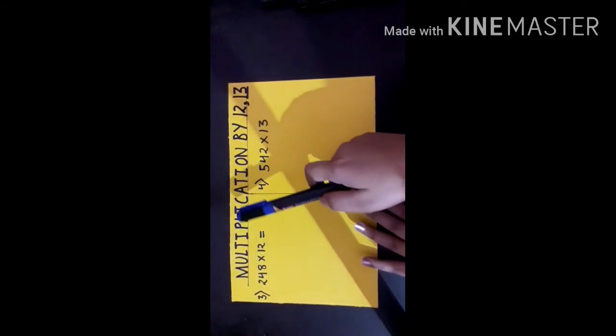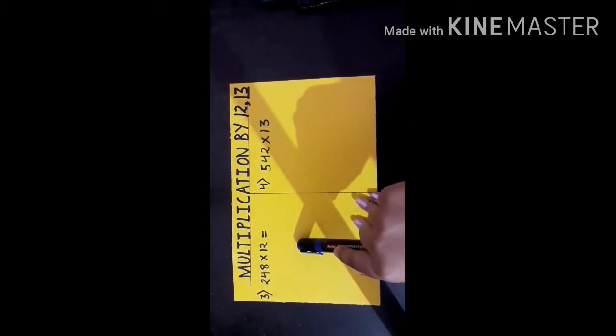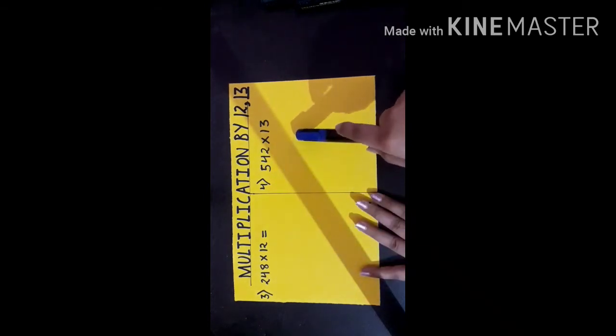Now it is multiplication by 12 and 13. The first sum is of multiplication by 12 and the second one is of multiplication by 13. So let's start. As I have told you earlier, how you have to multiply a number by 12 and by 13. So let's start. A quick revision.